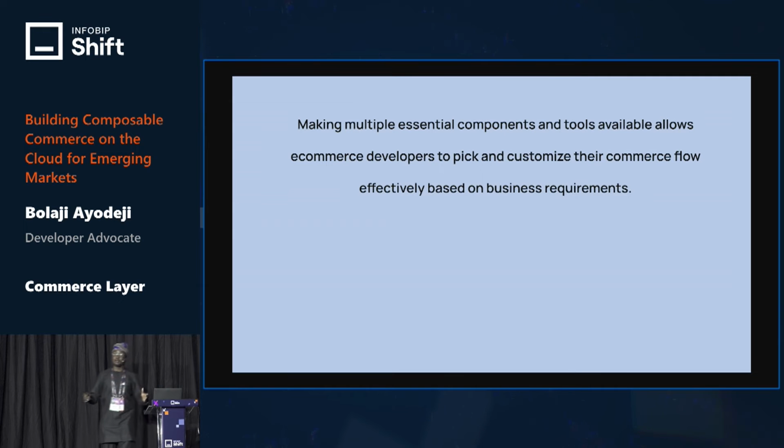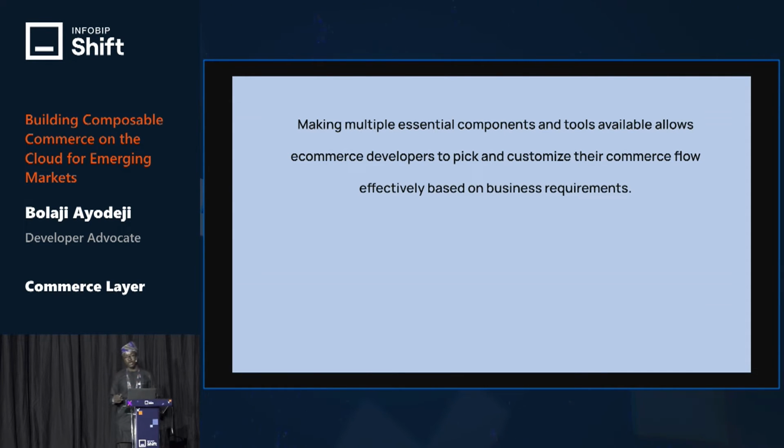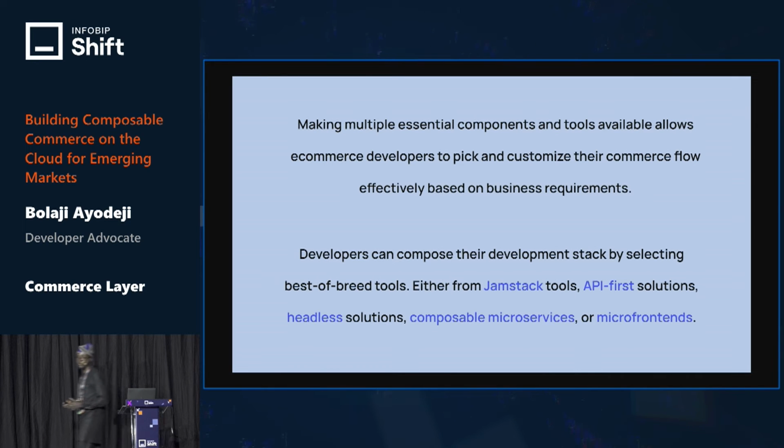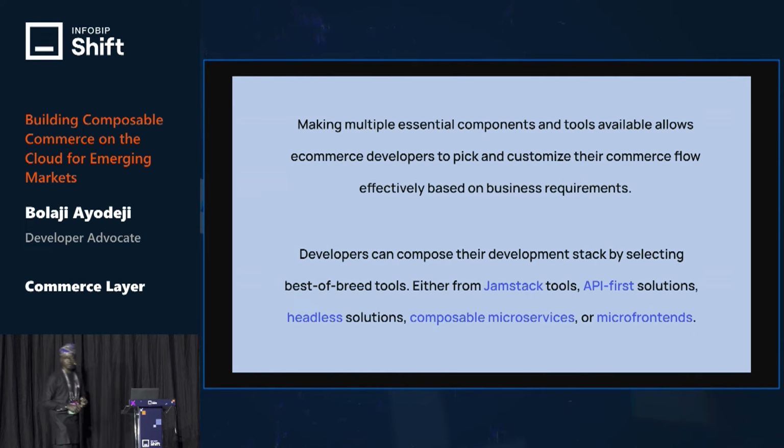And now the idea behind this is that developers are able to find essential, secure tools that are available for them, and they customize this into a commerce flow based on business requirements. And what that means is that developers can find different API solutions. You get to find different composable microservices, headless solutions, micro-frontends. Just name the kind of tools you can think about, right? And when they find those tools, they are able to compose them into the architecture for the entire e-commerce business.